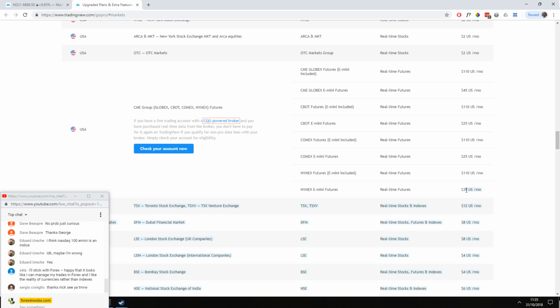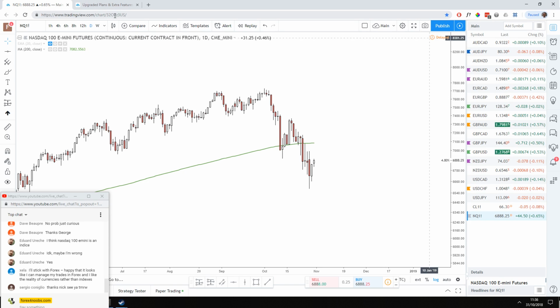If you go just for the E-minis, it's cheaper, but it seems like most of what you're going to need is 110 per month. So I assume most of you aren't really rushing in to trade futures anyway, because you don't want to put down 110 per month just for charts.